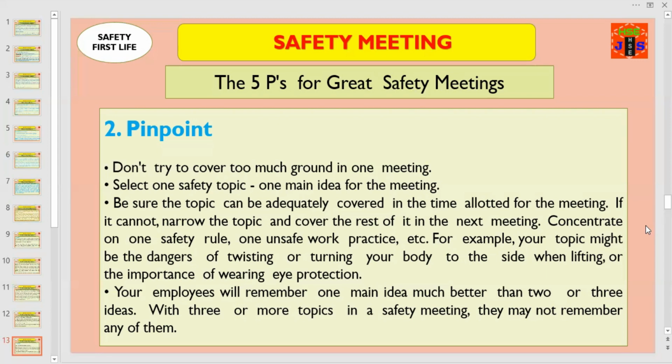Concentrate on one safety rule, one unsafe work practice, etc. For example, your topic might be the dangers of twisting or turning your body to the side when lifting, or the importance of wearing eye protection. Your employees will remember one main idea much better than 2 or 3 ideas. With 3 or more topics in a safety meeting, they may not remember any of them. So, the second P is about pinpointing, and it's important.